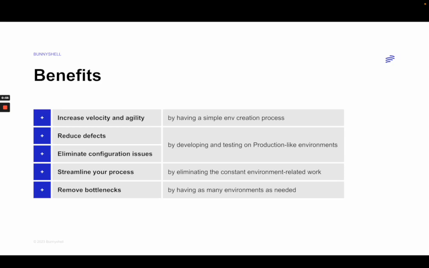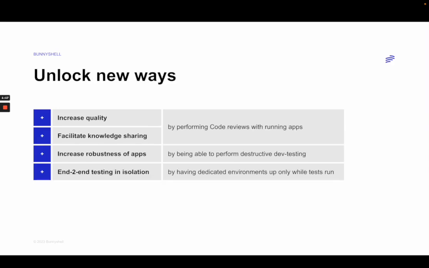Streamline your process by eliminating environment-related work for software developers and QA engineers, and also free your DevOps colleagues from managing non-production environments. And last but not least, remove the bottlenecks by having as many environments as needed at any given time, so you are able to test features in isolation and in parallel.